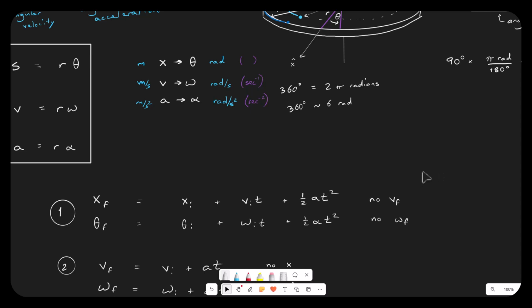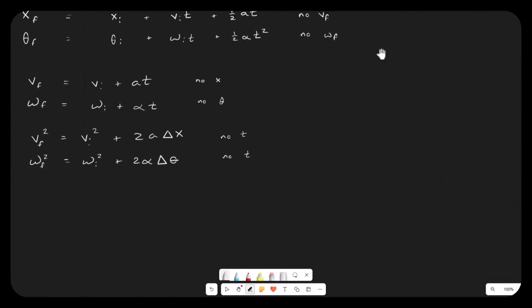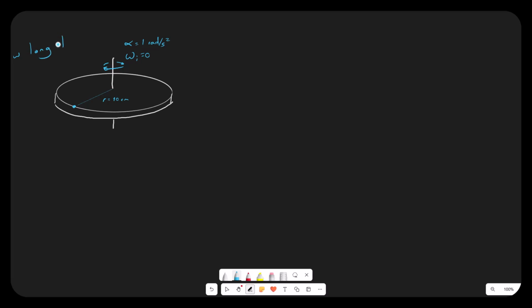Of course, then the question is, what does a problem like this look like? So I want to show you that, and I'm going to show you in this same video. I have a wheel, and this wheel has a radius of 10 centimeters. It's going to start rotating. We'll say it starts from rest. It is subjected to an angular acceleration of 1 radian per second squared, and I want to know how long to complete 2 full turns.